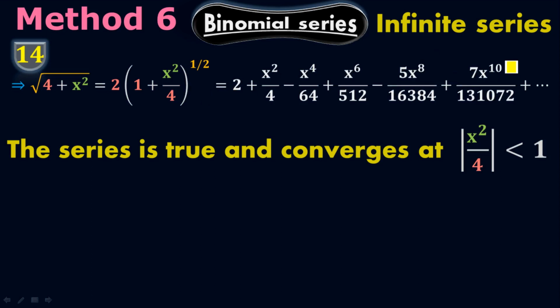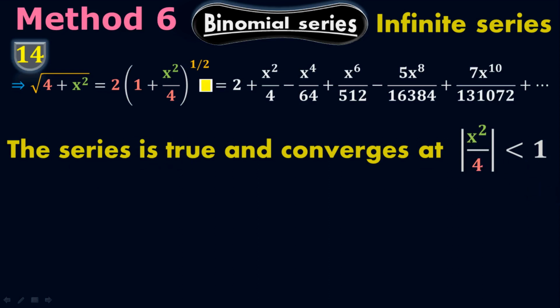We are pretty much familiar with the convergence, the region of convergence. The region of convergence is the region where the series converges. So it only converges if modulus of b, which is x squared over 4, is less than 1. If it equals 1 or is greater than 1, then this series is not true and does not converge. It is only true and converges at modulus of x squared over 4 less than 1.